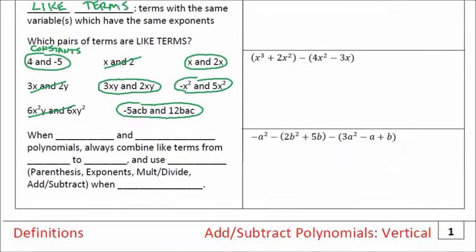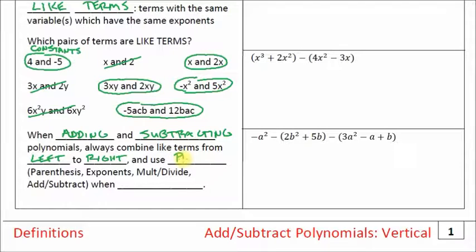A couple of things to remind you of when adding and subtracting polynomials: always combine like terms from left to right. This is something you should have learned in your previous math classes. We always go left to right, just like we read from left to right.